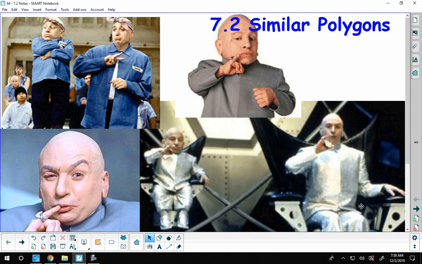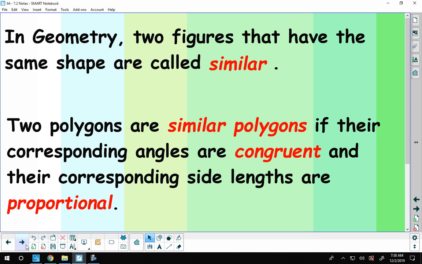Similar polygons, so we're going to expand this. It's not just going to be similar triangles, but we're going to expand it to similar polygons. Similar polygons are similar, but they're not identical twins. They're not exactly the same. So in geometry, two figures that have the same shape are called similar. So what makes them similar?